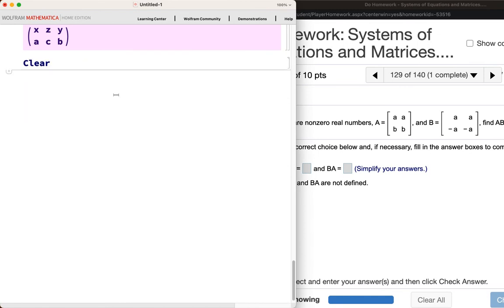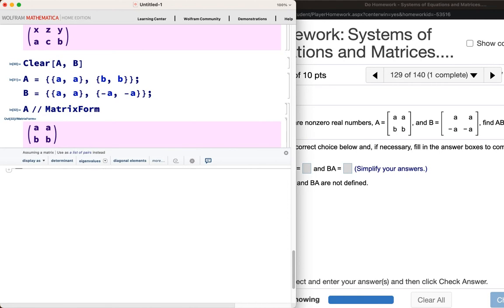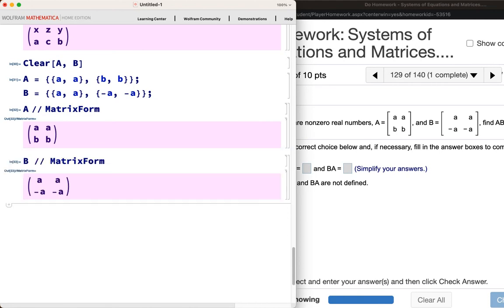Clear matrices A and B. Okay, so A is equal to AA, BB, B is equal to AA and negative A, negative A, negative A. So this is what A looks like, and this is what B looks like, okay? That's what A looks like, that's what B looks like.